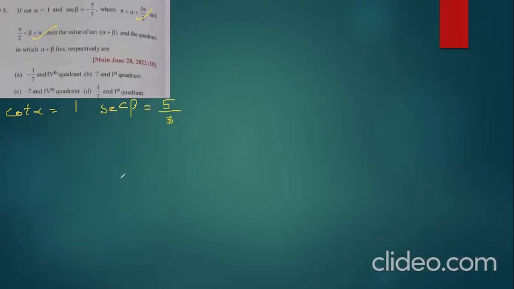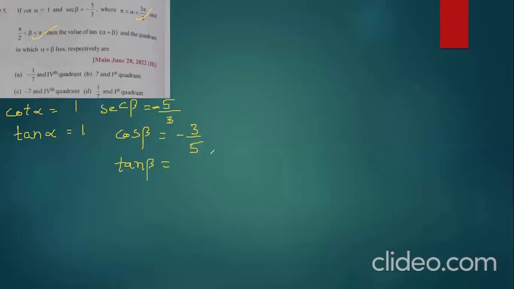You see, cot alpha is equal to 1. Secant beta is minus 5 by 3. So tan alpha is equal to 1, right? And similarly, cos beta I can write, right? Cos beta is equal to minus 3 by 5. So if you know cos beta, can I write tan beta easily? Yes. If you know tan beta and tan alpha, we can find tan of alpha plus beta, right? So I am finding tan beta.